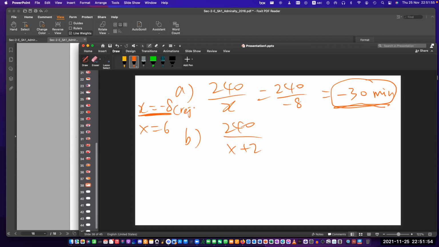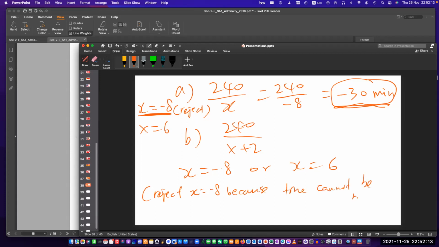So you reject this -8 because time cannot be negative. Basically, if you have these two answers, X equals to -8 or X equals to 6, you just reject X equals to -8 because time cannot be negative. That's the reason. Then the only answer is X equals to 6. Good. I mean, you don't reject a negative number because it is negative. You reject because you have a reason.